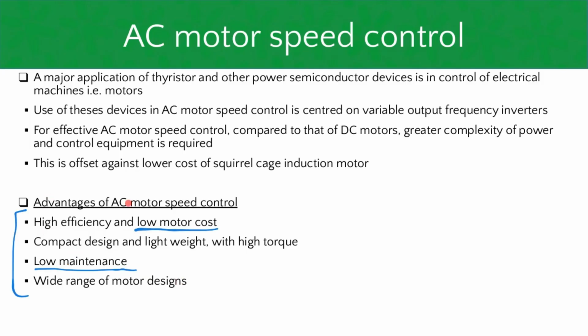So that's where AC machines are better. AC machines do not have brushes, in particular induction machines. No brushes at all, just using the power of magnetism to cause rotation. All right, and then you can also have a wide range of motor designs as well.